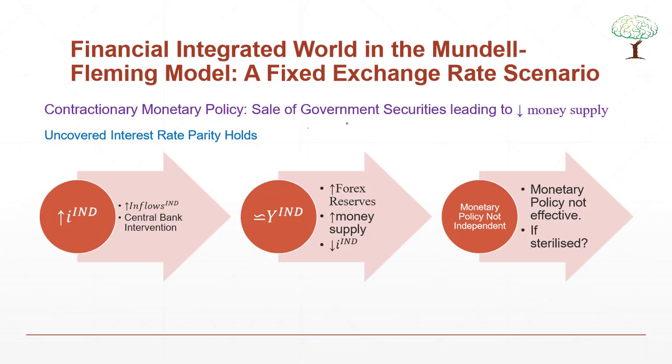Let's come to an example of why the three macroeconomic objectives that we just discussed cannot be achieved at the same time. That is capital flows, capital mobility, independent monetary policy, and a fixed exchange rate.